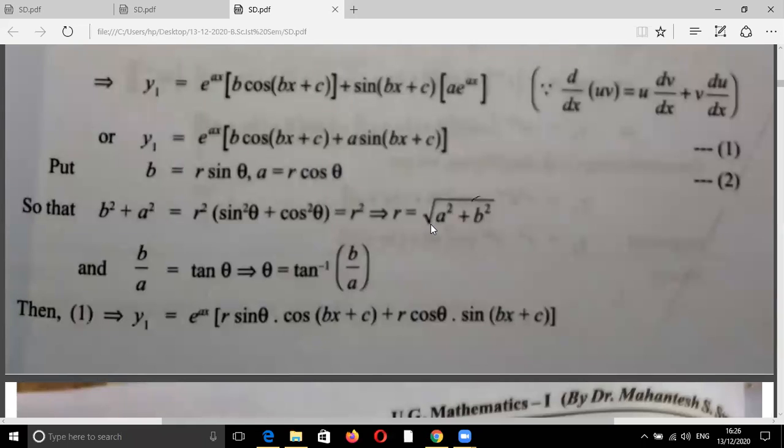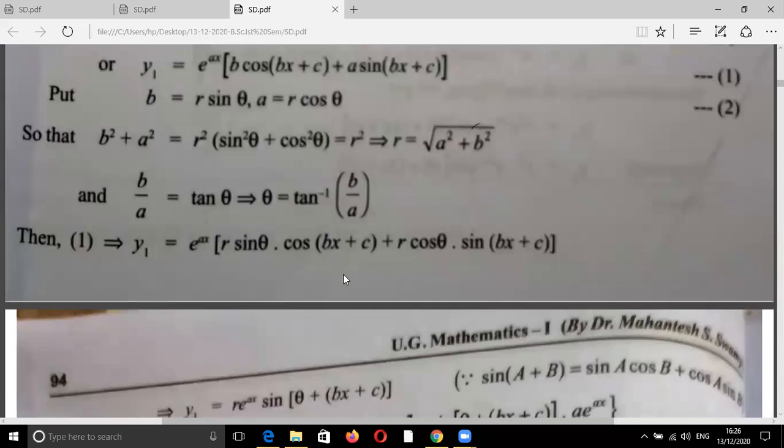Now r equal to square root of a square plus b square. Here b by a means dividing one with the other. b by a equal to tan theta. So theta equals tan inverse of b by a, because r gets cancelled here. You get tan inverse of b by a.